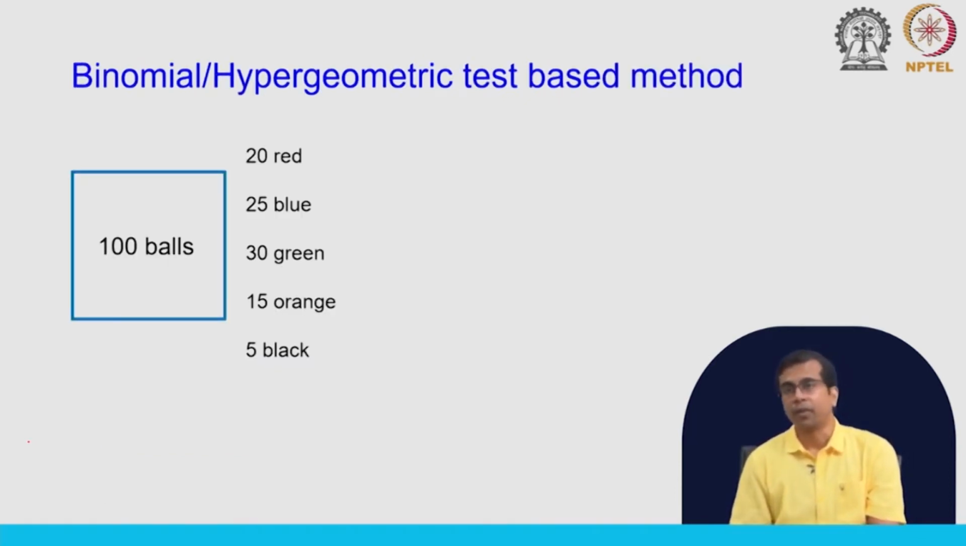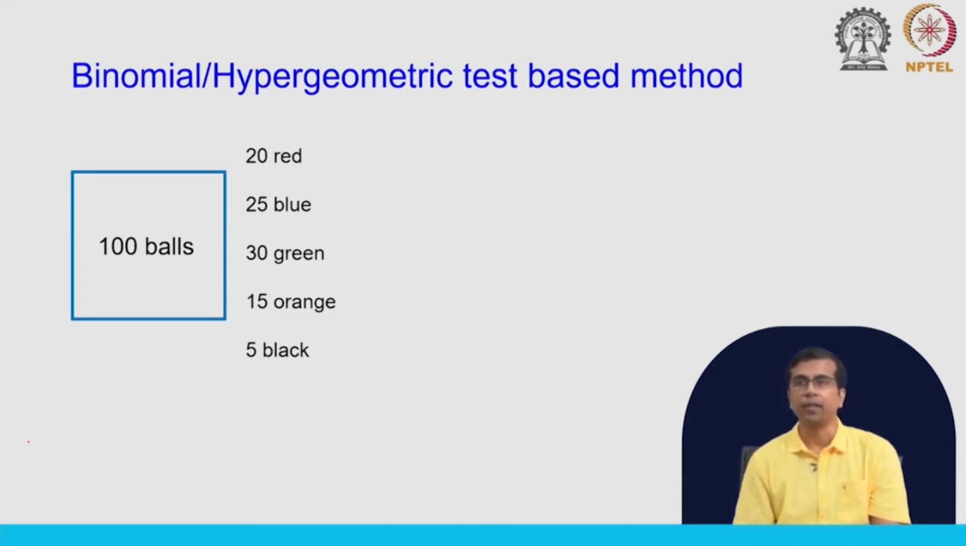So, we will talk about now this binomial hypergeometric test based method and how it works. What is the idea behind this hypergeometric test or binomial test based method? We will take an analogy first and then we will come back to the gene analysis.